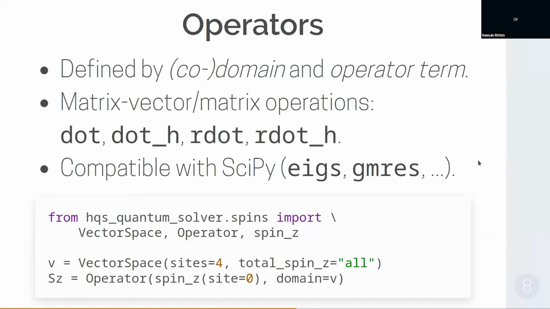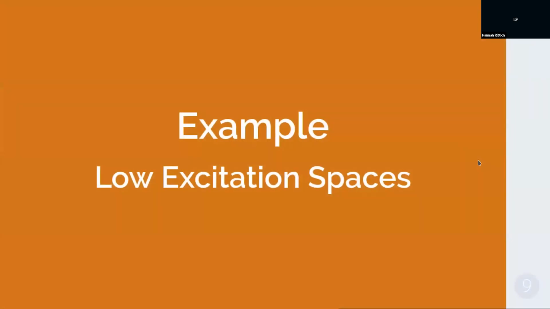With that, we can look at a practical example now, and that will be building low-excitation subspaces, which will make a particular simulation that involves a large number of spins possible by using a clever choice of the vector space. And that allows us to run with a large number of spin degrees of freedom on conventional hardware.